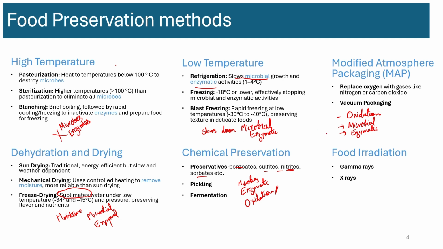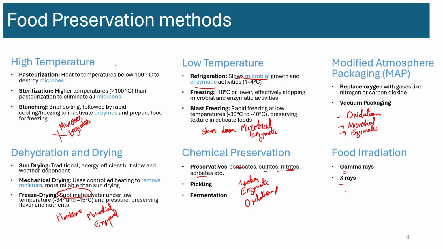Okay. And the last option is food irradiation. So while the food is being packaged, they use high power X-rays and gamma rays to kill off all the microbes. This doesn't necessarily stop all the enzymatic activities.